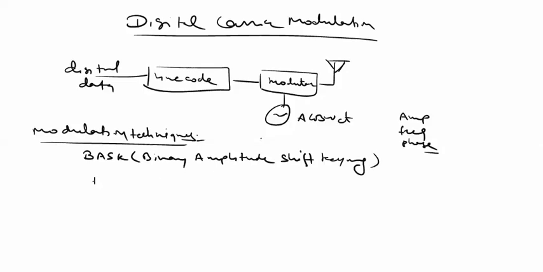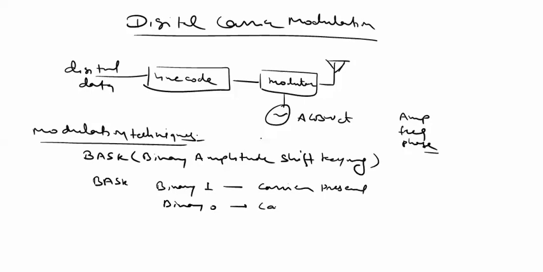In BASK, binary 1 or binary 0 occurs as digital data. When 1 occurs, the carrier is present, and when 0 occurs, the carrier is absent.